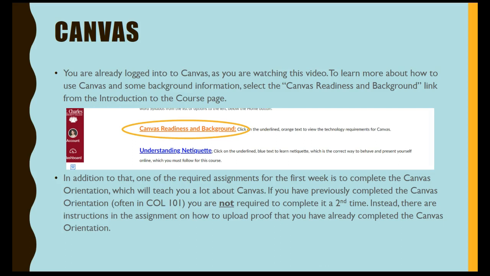If you have never heard of or taken this Canvas orientation, that is one of your assignments for this first week. It's just to teach you how to use Canvas, to make sure you're familiar with everything, so you'll be more likely to be successful in this course, and Canvas will not be in your way. Regardless of whether you have completed the Canvas orientation before now, or will be completing it within the next week, to get points for the assignment you have to show proof that you have completed the Canvas orientation course. Details on how to do that are in the assignment itself.